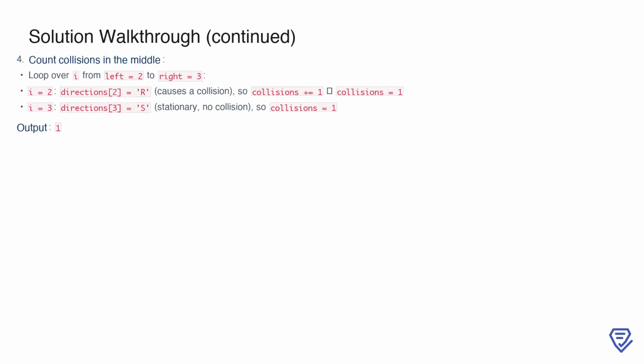Finally, we count collisions in the middle of the string by iterating from left to right. At index 2, the car is R, which causes a collision, so we increment collisions to 1. At index 3, the car is stationary, represented by S, so no collision occurs, and collisions remains 1. The output for this example is 1.